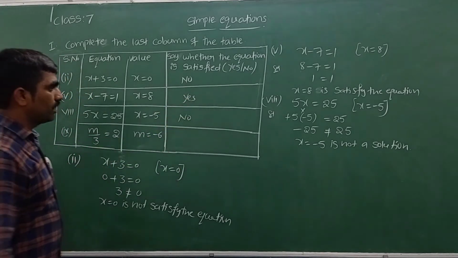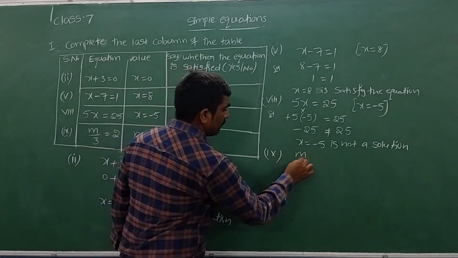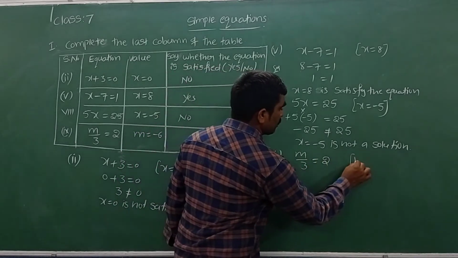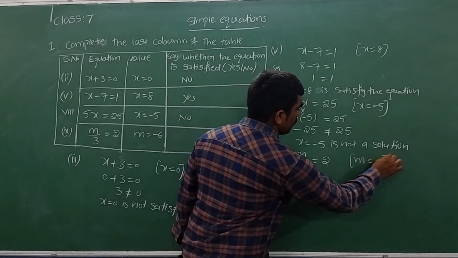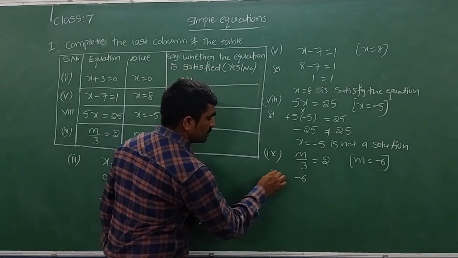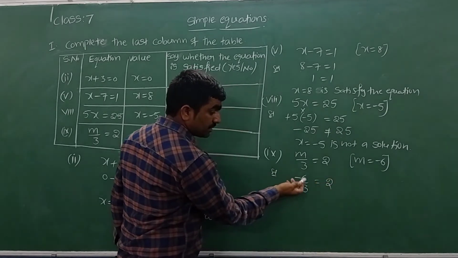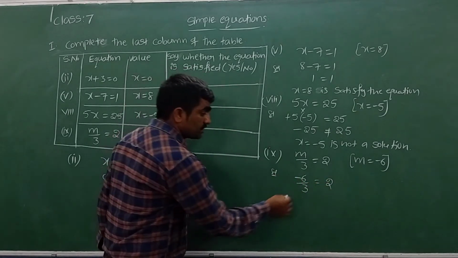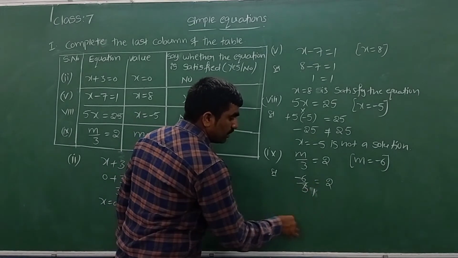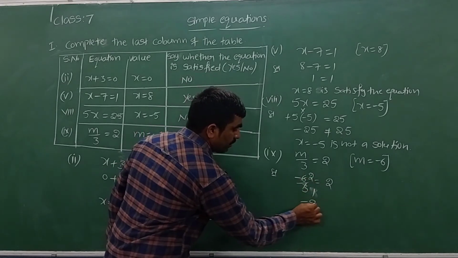Let us go for the next, the 9th one over here. What is the equation? m by 3 is equal to 2. They are asking to substitute m is equal to minus 6. Substitute minus 6 in the place of m. Minus 6 by 3. What is the common factor of 6 and 3? Yes, 3 is the common factor. We will divide by the common factor. 3 ones are 3, 3 twos are 6. Minus 2 by 1, we can write minus 2.